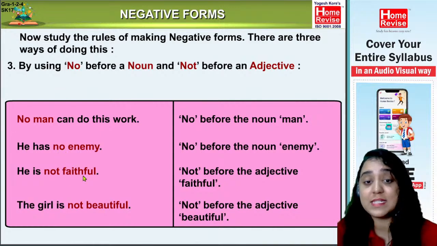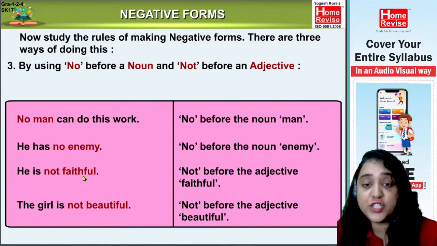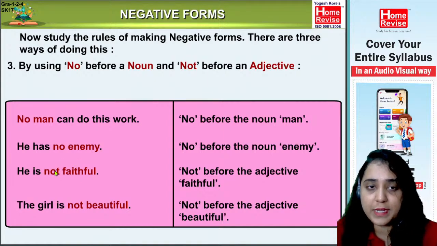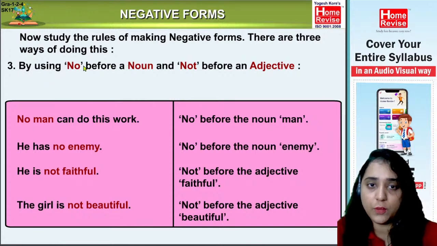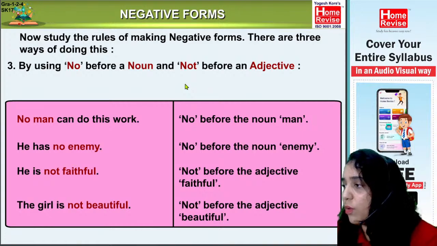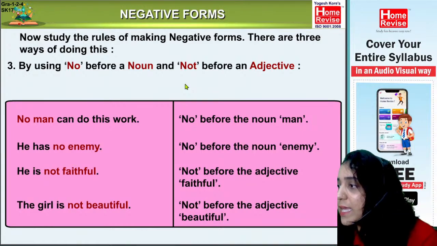Faithful is the adjective, so we have written not. Beautiful is also an adjective, and it is also written with not. Okay. So before any noun we write no, and before any adjective we write not. Is this clear to everyone?